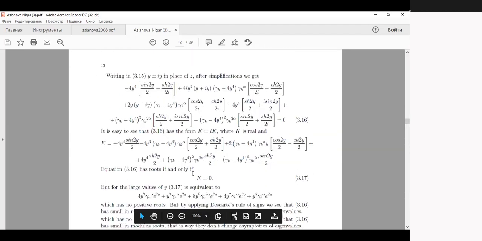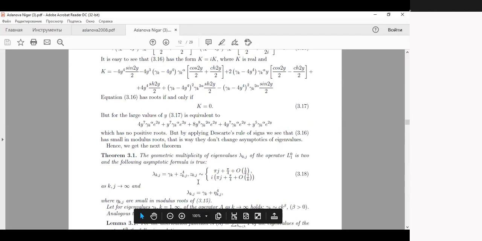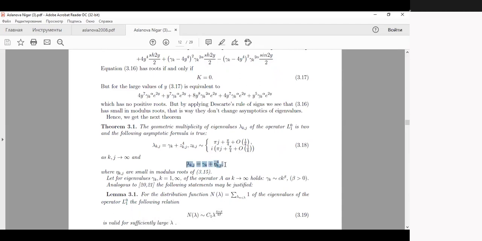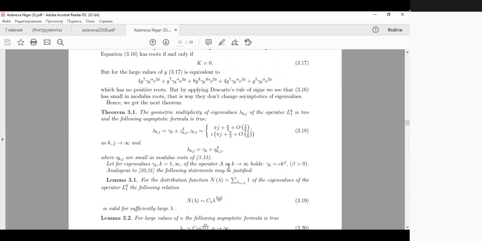That's why, in fact, they don't affect the asymptotics for lambda. That's why the asymptotics of the eigenvalues is defined by that formula, but with geometric multiplicity 2, like that. The next question of our interest was the regularized trace.